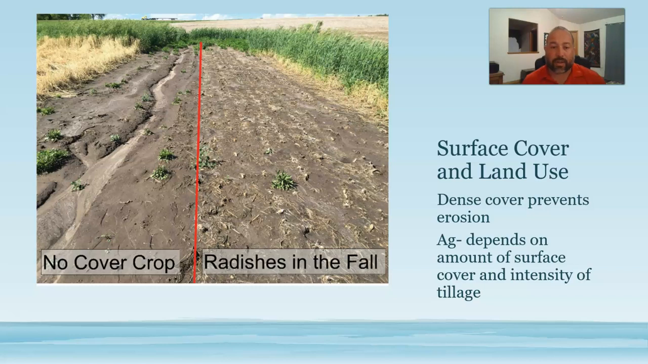So if you go in there and you chop up the ground and you open it up and you break up all those soil aggregates, which is really good for plant roots to get in and really easy for seeds to get into the ground, but also is going to create more soil erosion. And so it's really important to understand the amount of surface cover you have, as well as the intensity of the tillage that you're doing.